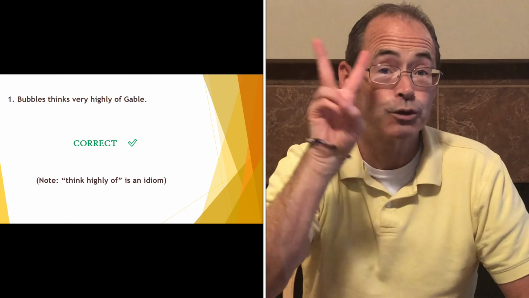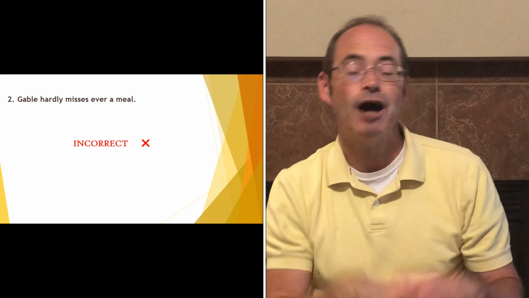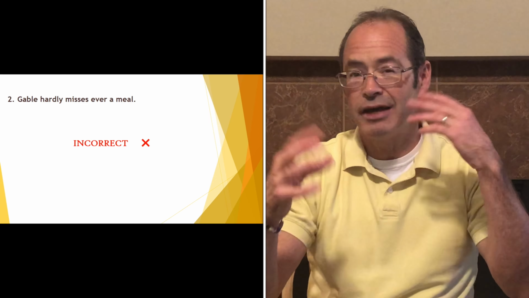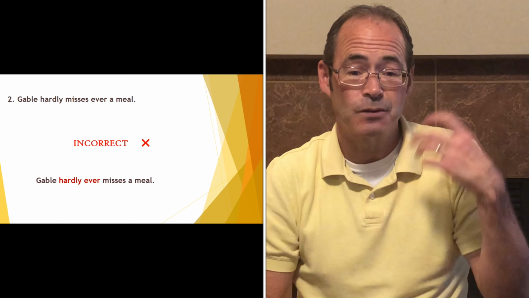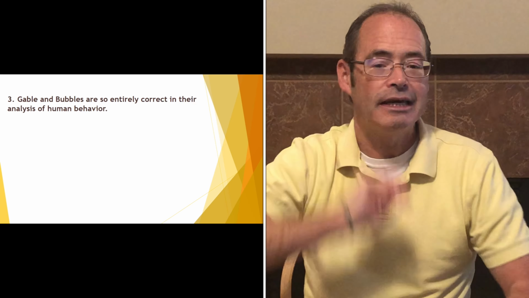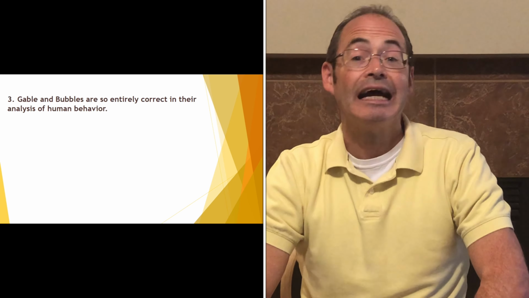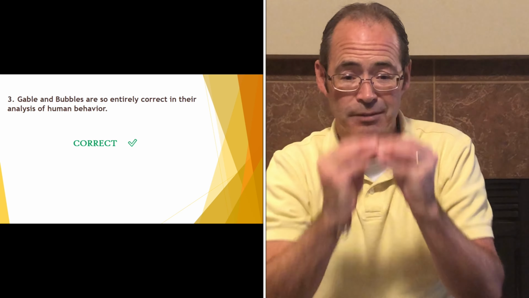Okay. Number 2, Gable hardly misses ever a meal. Incorrect. Incorrect. Okay, very good. There's another example of an adverb phrase, which is hardly ever. So we want to keep that together. So Gable hardly ever misses a meal. Okay. And number 3, Gable and Bubbles are so entirely correct in their analysis of human behavior. Correct. Good job. Okay. And there's so entirely, you've got 2 adverbs that come together.